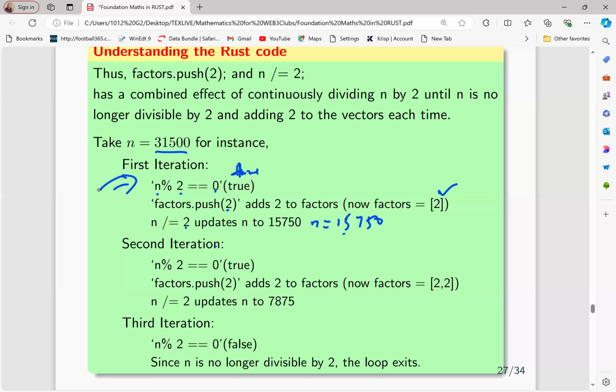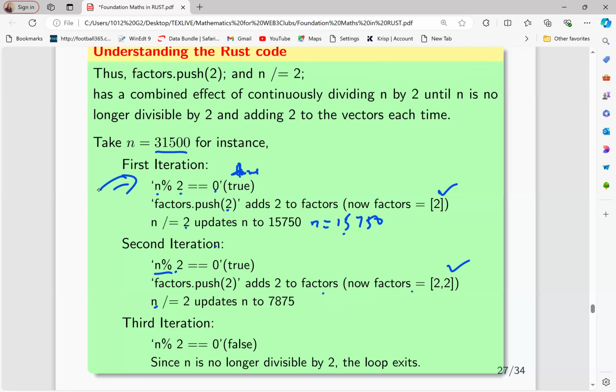Check this condition again. Does 2 divide this? If 2 divides it, the program says that is true. Then again, push that 2 to be a factor. So now we have 2 factors. We have 2 and we have 2. Update n. You know that is a loop. So it's going through the same process until we find that the loop is not accepting.